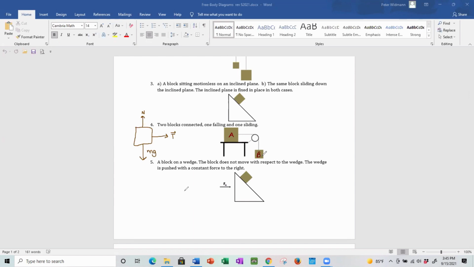I didn't say that the surface was frictionless, but if it were frictionless, you would be correct. What if there were friction between block A and the table? Include that force now, assuming it's there. There we go, exactly right. So if there's friction, it opposes the motion. The motion is to the right. So there you go. Very good.